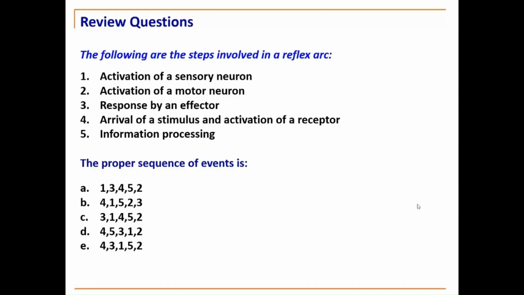Okay, so hopefully the answer is B. The first thing is arrival of a stimulus and activation of a receptor, followed by activation of a sensory neuron, followed by processing within the CNS. Then you've got activation of your motor neuron, and finally response by an effector, whatever that effector happens to be.